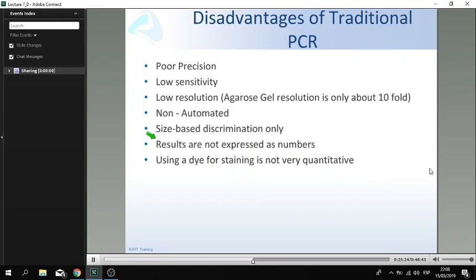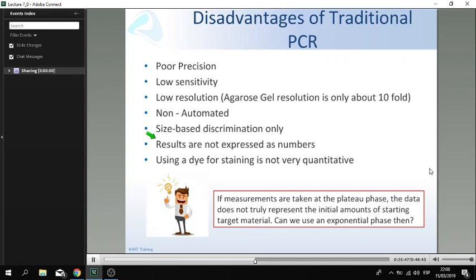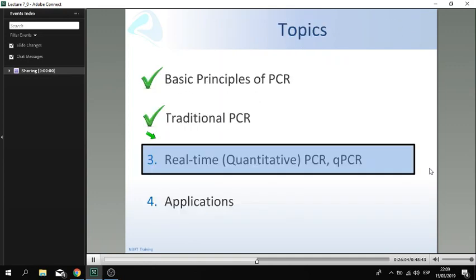So traditional PCR gives us poor precision, low sensitivity, and low resolution, and it cannot be automated. We only get size-based discrimination. Results are not expressed as a number because, again, we are using a dye for staining, which is only semi-quantitative, same as when we do densitometry on our protein gels. So if we take these measurements at the plateau phase, the data does not truly represent the initial amounts. The exponential phase, remember, is much more precise and sensitive. So can we use the exponential phase to actually determine the amount of starting DNA?